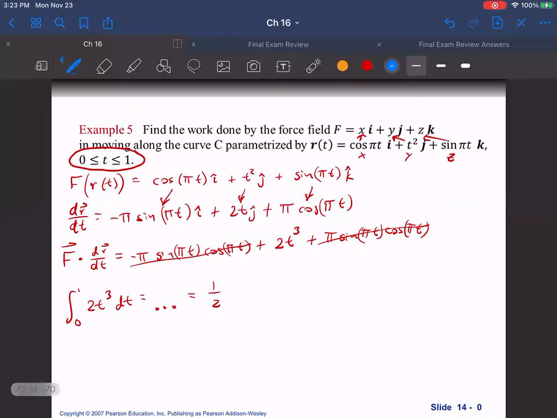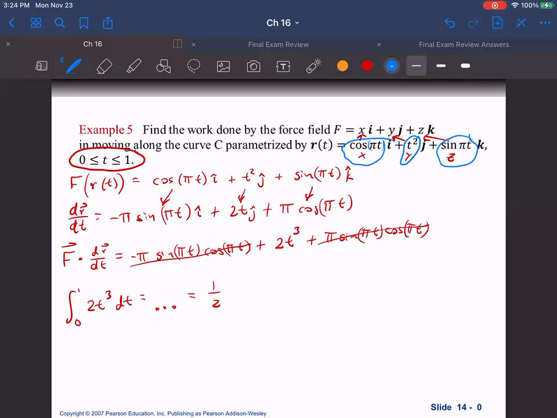Here's another example. Find the work done by the force field F equals x in the i direction, y in the j direction, z in the k direction, moving along the curve C parameterized by r of t equals cosine of pi t in the i direction plus t squared in the j direction plus sine of pi t in the k direction. And again, this will be x, this will be y, this will be z. Oops, I got to get that t in there. I guess I didn't get the t in there on this one either. All right, it'll be cosine of pi t.